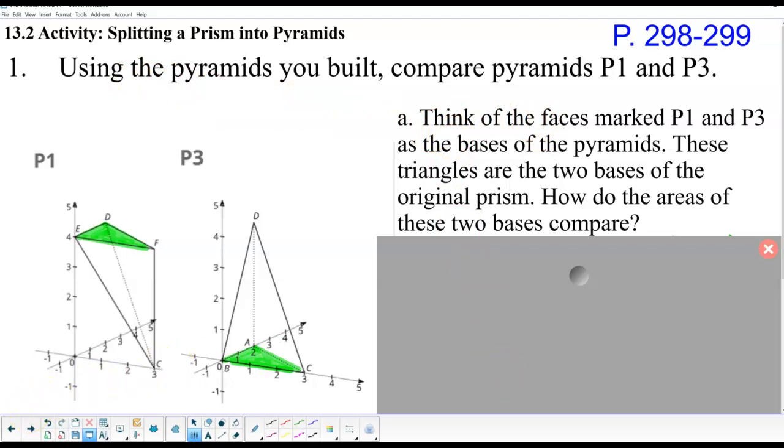So if the sub would press pause right now in the video, let's give the kids maybe 3-4 minutes to work through parts A, B, and C on number 1.